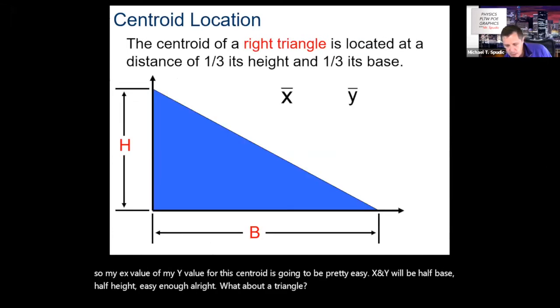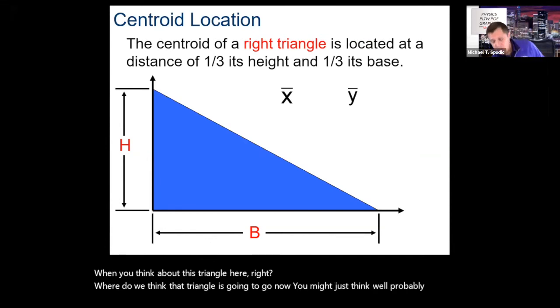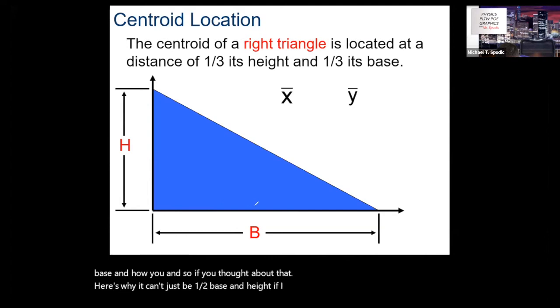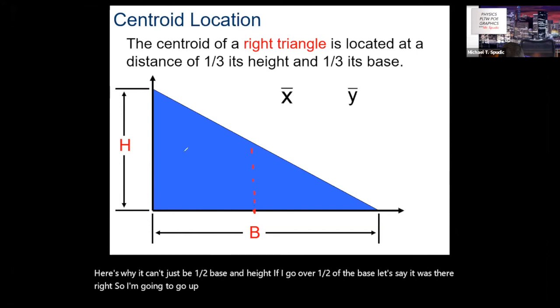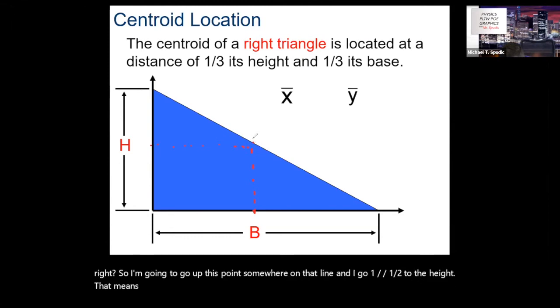When you think about this triangle here, right? Where do we think that triangle is going to go? Now, you might just think, well, probably 1/2 base and height. Here's why it can't just be 1/2 base and height. If I go over 1/2 of the base, let's say it was there, right? So I'm going to go up this point, somewhere on that line, and I go over 1/2 to the height. That means my centroid location is going to be on this point, on that line right there of the rectangle. But that doesn't make any sense, right?